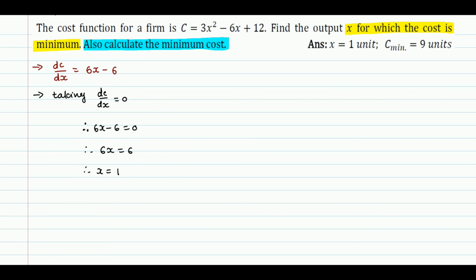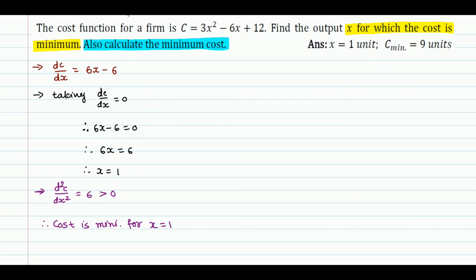But here we don't know whether for x equal to 1 our cost is minimum or not. So, for this, find the second derivative d square c upon dx square. The second derivative is the derivative of dc by dx: the derivative of 6x is 6 and of minus 6 is 0, and it is greater than 0. When the second derivative is greater than 0, the function is always a minimum. Therefore, cost is minimum for x equal to 1.